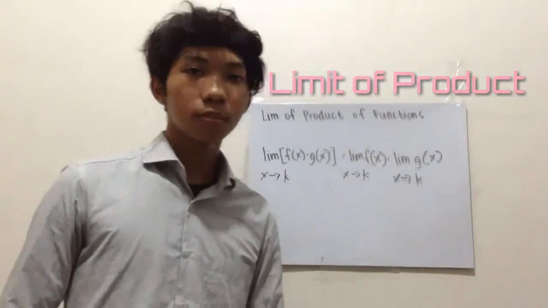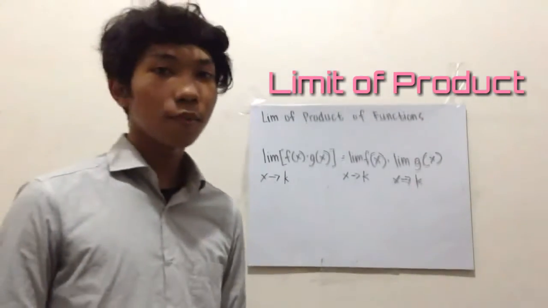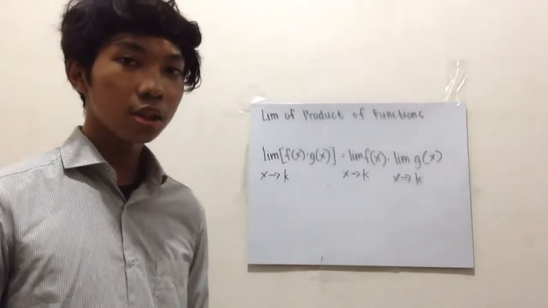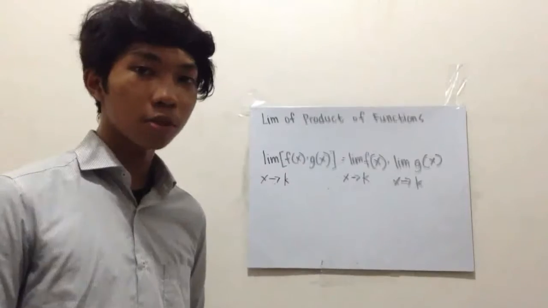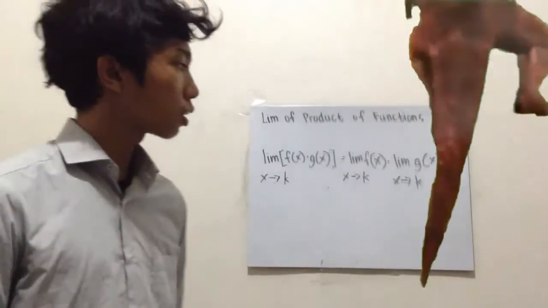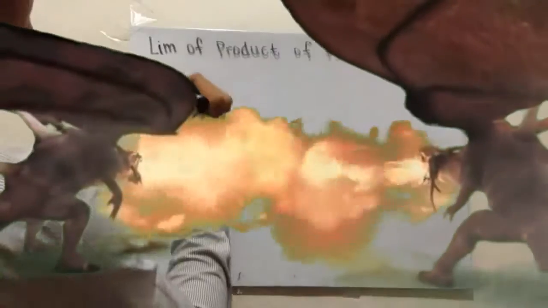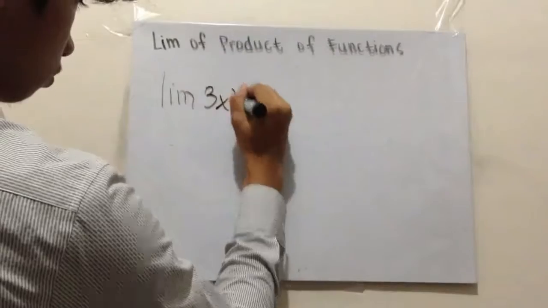So, the limit of a product of functions is defined as the limit of two given functions as x approaches any constant is equal to the first given function as x approaches any constant multiplied by the next given function as x approaches any constant. Now, to apply the product of functions, we have to solve a given problem.